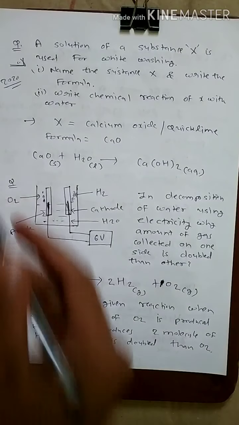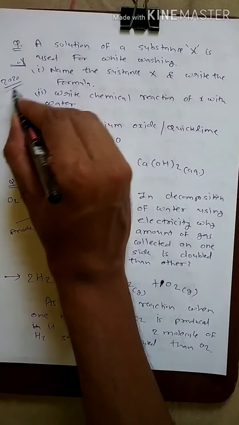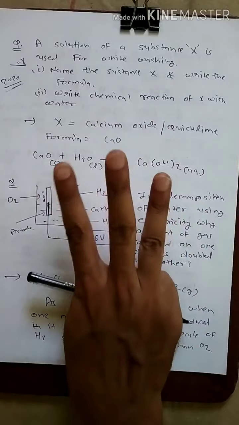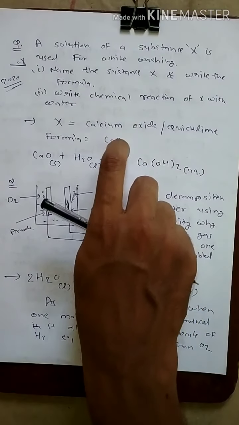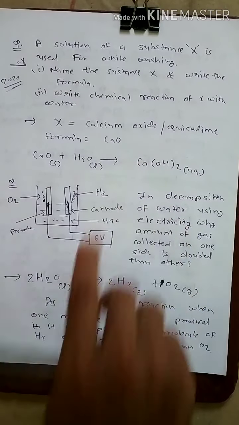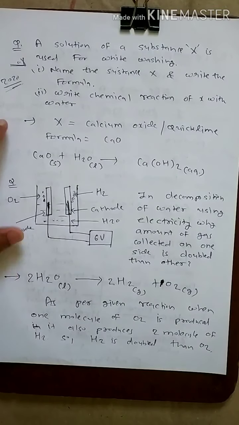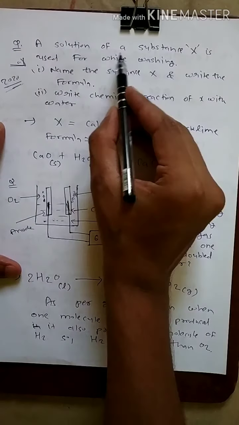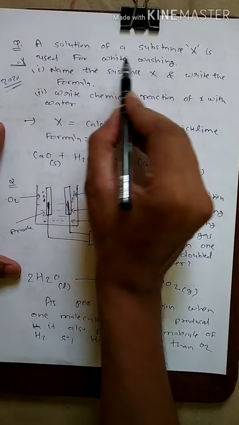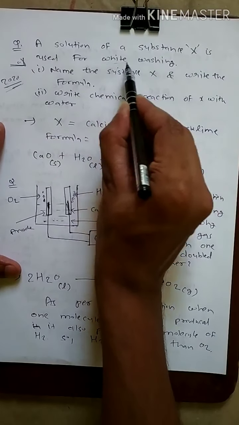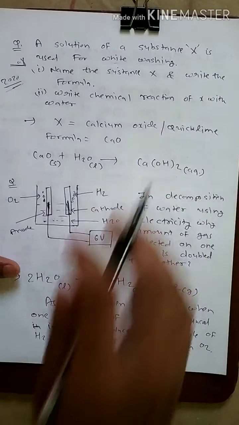Okay, this question was also there in the March 2020 exam for 3 marks. So what is the X substance we are going to find out? It is useful for whitewashing. Now what do you mean by whitewashing?